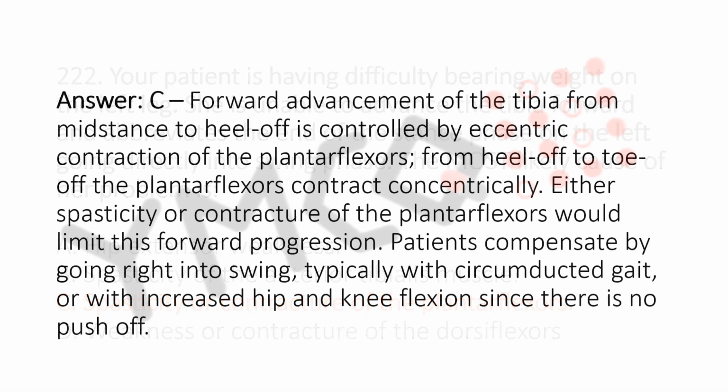Explanation for this question is: forward advancement of the tibia from midstance to heel off is controlled by eccentric contraction of the plantarflexors. From heel off to toe off, the plantarflexors contract concentrically. Either spasticity or contracture of the plantarflexors would limit this forward progression. Patients compensate by going right into swing, typically with circumducted gait, or with increased hip and knee flexion since there is no push-off. Now let's move to question number 223.